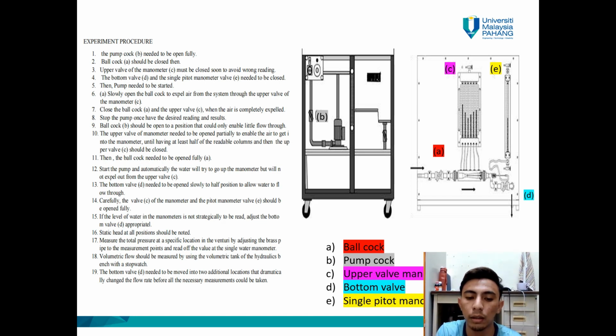Then we can take all the readings, such as the static head position, and measure total pressure at a specific location in the venturimeter. After that, D needs to be moved into two additional positions to change the flow rate. And lastly, repeat from step 10 till all data is collected.